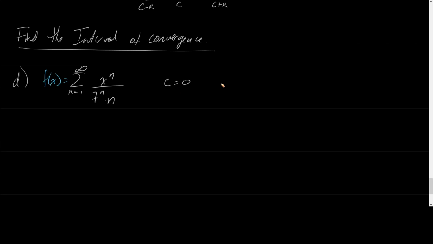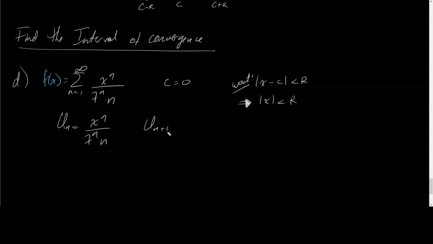Now, how do we find the radius of convergence? Well, we know that we have to have the absolute value of x minus c being less than r. That's what we want, right? In this case, our center is 0, so what we want is the absolute value of x to be less than r. Now, how are we going to get that? Well, again, it is using the ratio test. And here, our u sub n is equal to x to the n over 7 to the n times n. Our u sub n plus 1 is x to the n plus 1 over 7 to the n plus 1 times n plus 1.